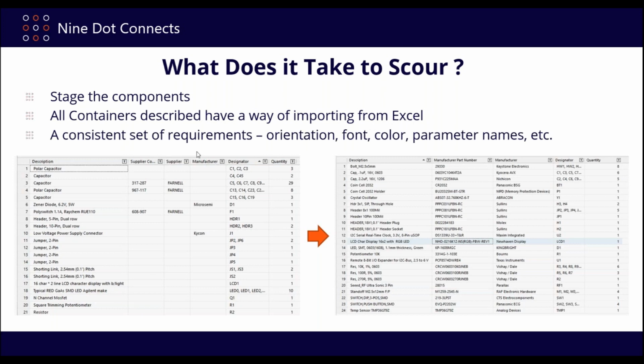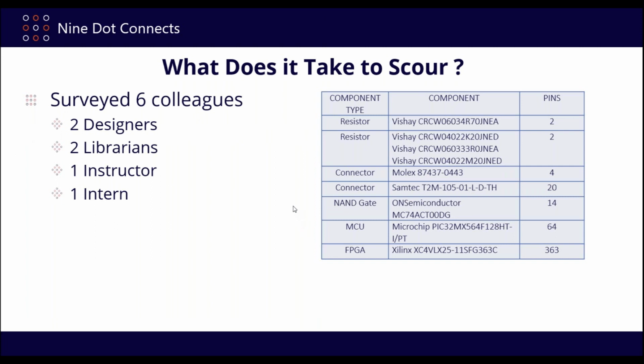The other thing that's really important is we have to get a consistent set of requirements: orientation, fonts, colors, parameter names, and so on and so forth. On our website, we actually do have a whole list of those things. And if I can, I'll see if I can pull it up during the question period. It just came to mind that we actually have this, but there's a document that you can pull down. It asks all those little questions that you may want to reconcile with your colleagues before you go on a scrubbing mission or scouring mission here.